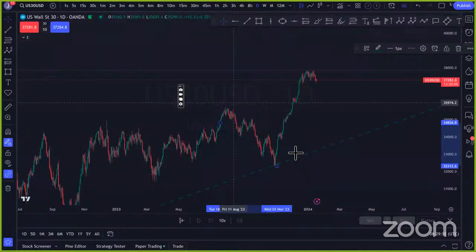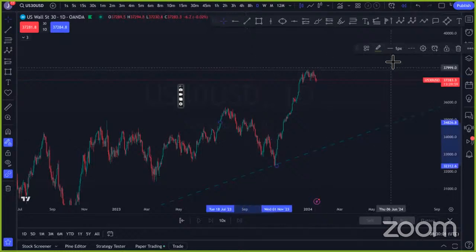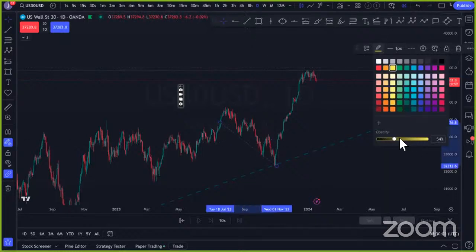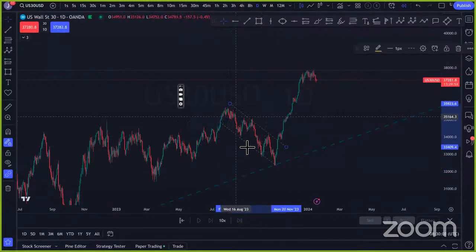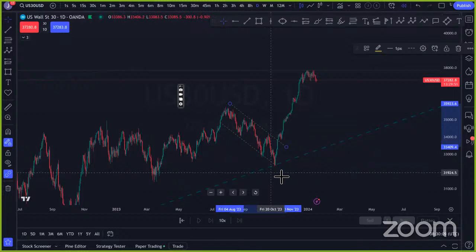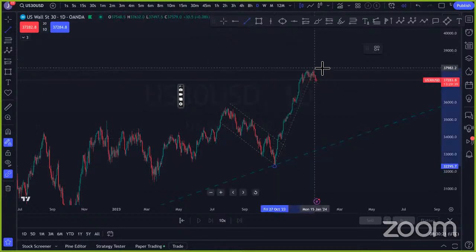The market was in here. Let me delete this one. It was trading down within this range. Let me make it a little bit brighter because I don't know what you guys can see at home. Have a look. Boing, boing, boing. And then something changed right here. In October 2023, the market started breaking structure bullishly. Boom. And this is this trajectory.